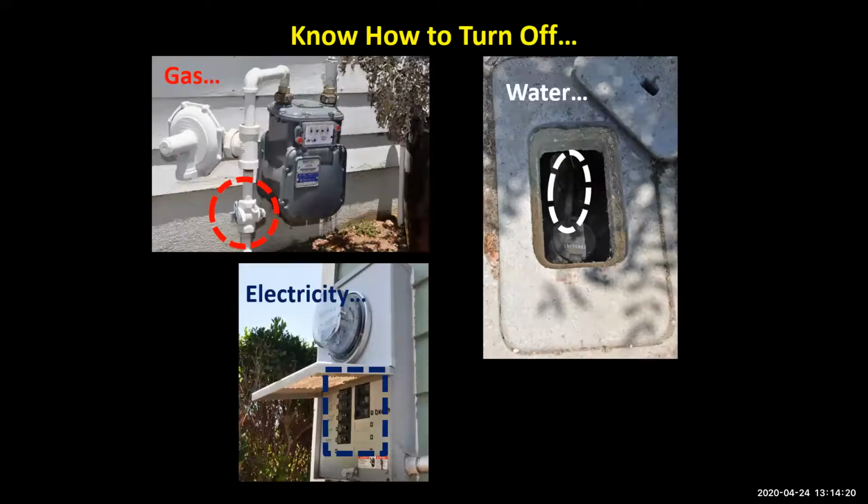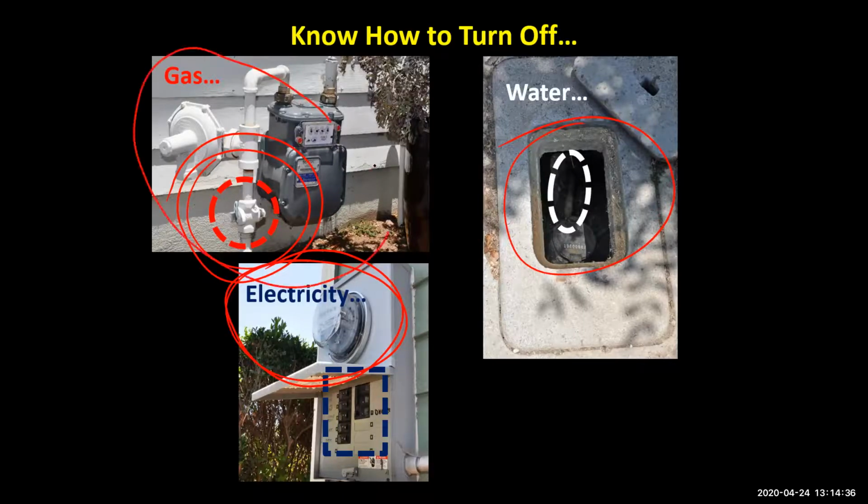And just another reminder that you want to know where your gas and water and electricity valves are so you can shut them off. Fire is a really, really big hazard immediately following earthquakes because if the earthquake is a big one, the chances are fairly good that gas lines all over the city could be ruptured.